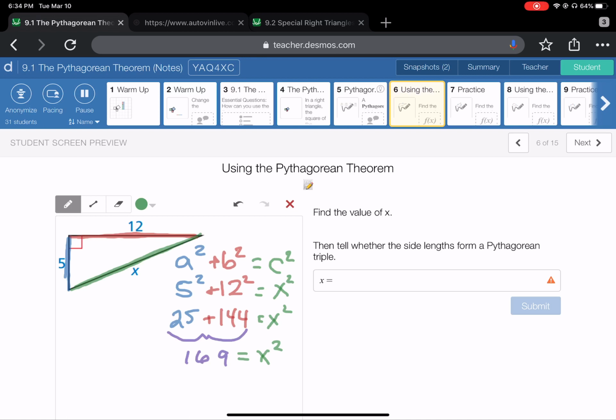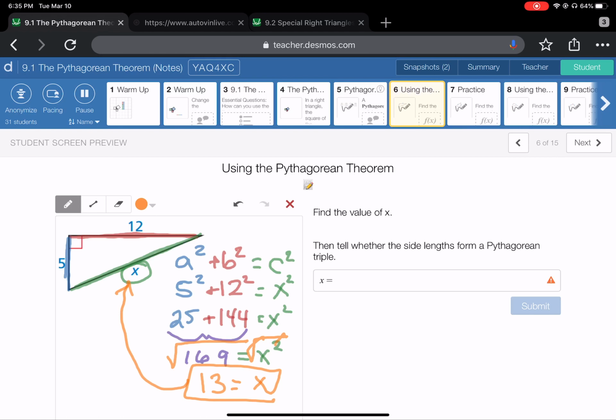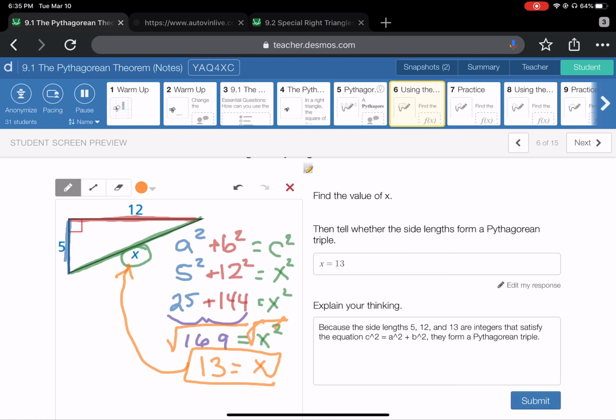Okay, now here is where we're going to find this value of x. So what we're going to do is eliminate the exponent, which we do by taking the square root to both sides of the equation. That will eliminate, or be the inverse of, the exponent 2. So then that's going to leave us with x is equal to, and if we take the square root of 169, we're going to get 13. So this would end up being this side, as we had originally stated by using the Pythagorean triples. Alright, so x is equal to 13 in this case.